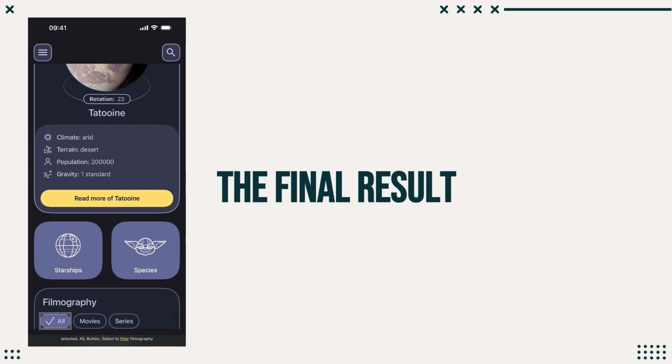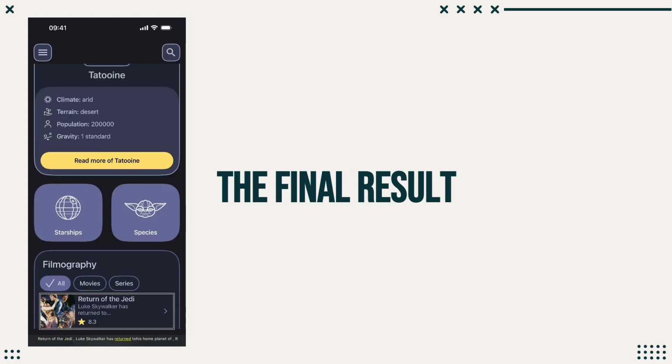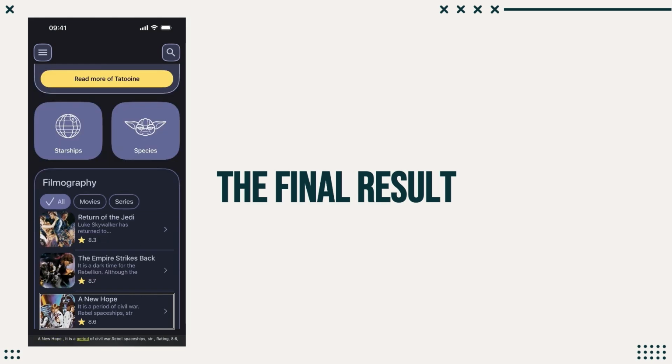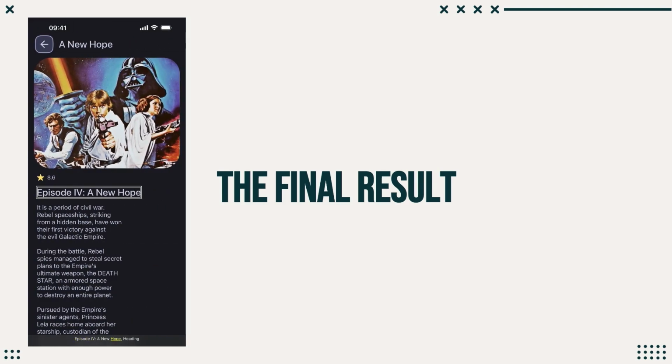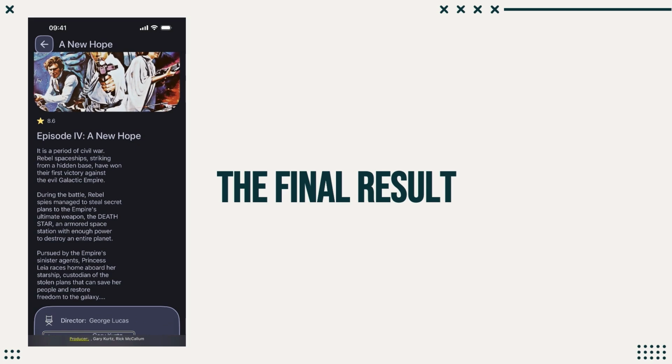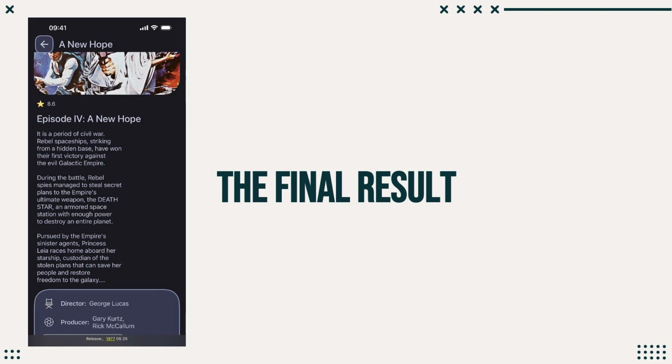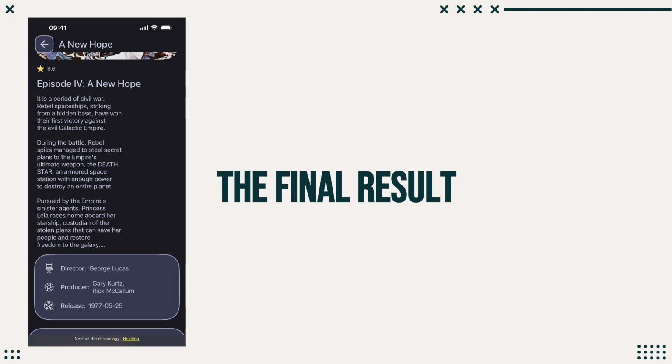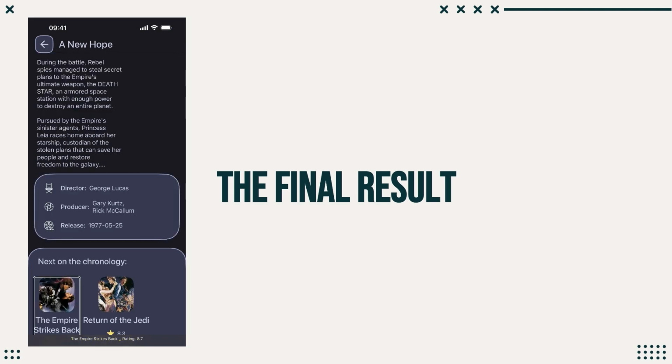Select to filter filmography. Movies series Return of the Jedi. Luke Skywalker has returned to his home planet of rating 8.3 button. Double tap to navigate to the movie details. The Empire A New Hope. It is a period of Episode 4, A New Hope, heading, rating 8.6. Opening crawl. It is a period of civil war. Director, George Lucas. Producer, Gary Kurtz. Release, 1977. Next on the chronology, heading. The Empire Strikes Back, rating 8.7. Return of the Jedi, rating 8.3.